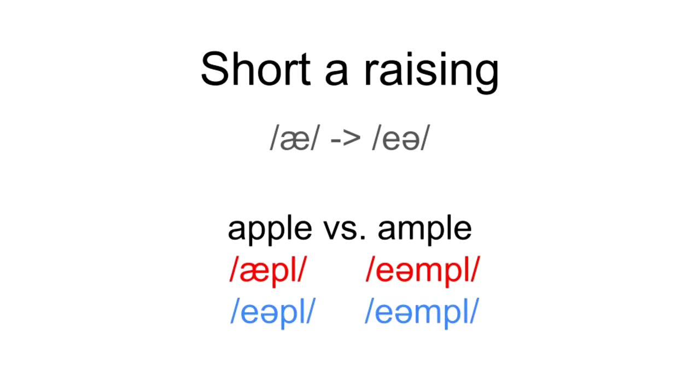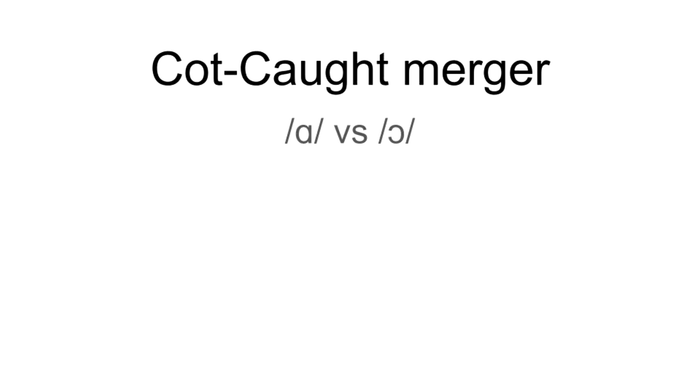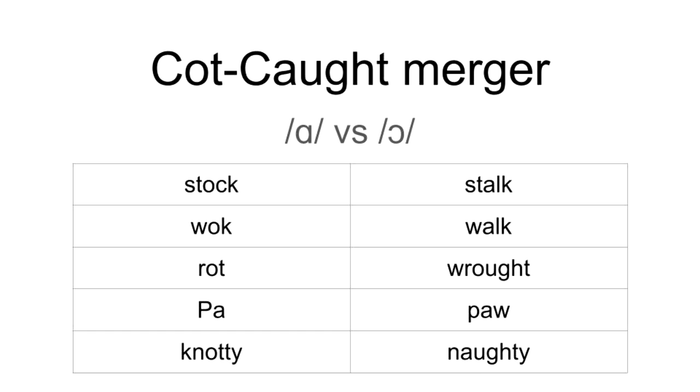Another difference is something known as the cot-caught merger. Though most of America has already merged these two sounds, the Inland accent still retains a difference. Thus, we would expect to hear "cot" and "caught," "stock" and "stalk," "walk" and "wok" sound the same for most Americans, but in the Inland accent, we'd hear them as distinct sounds.